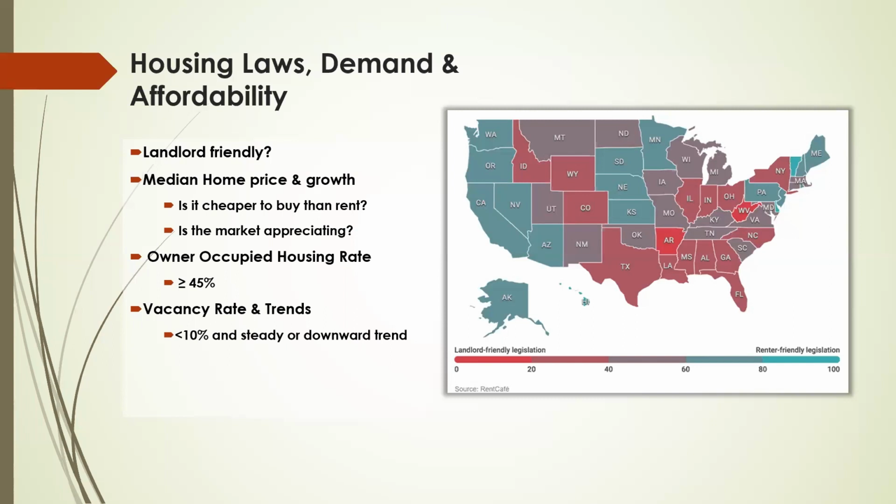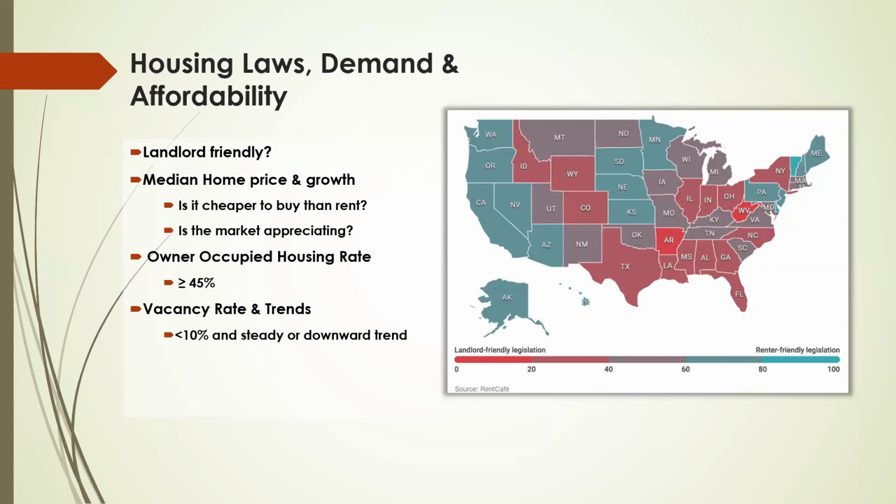And then when we look at the owner occupied housing rate, what we want there is more renters than there is owned housing. Again, you take the population as a whole, and you've got more people that are looking to rent properties than, again, owning. So vacancy rate and trends there too. We want to see less than 10% vacancy.